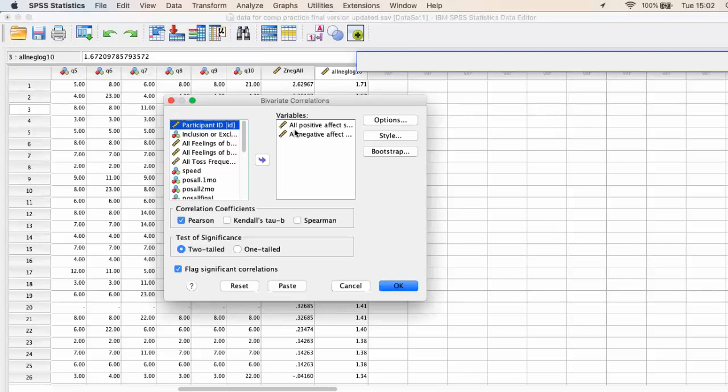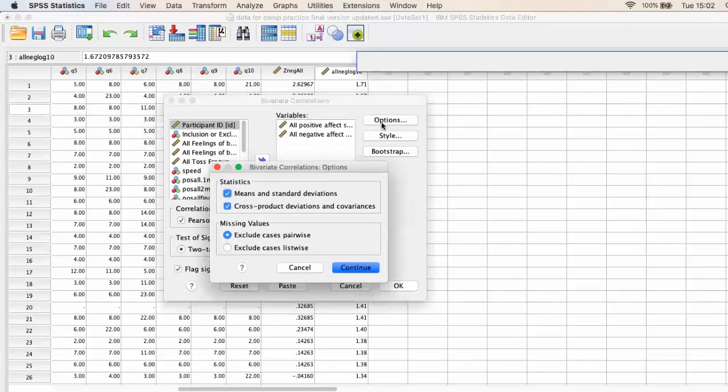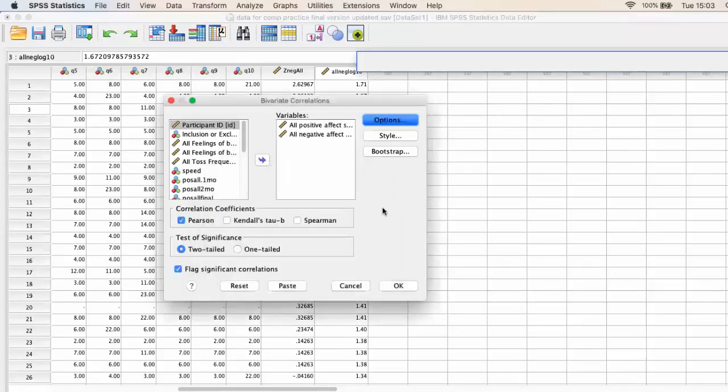You'll probably expect some kind of negative correlation because you have positive and negative. What you want to check off is your Pearson correlation coefficients. And I believe you also want your means and standard deviations, because you'll mention those as you talk about what you got. Also your cross-product deviations and covariances. Click Continue, and that's all you need. Click OK.